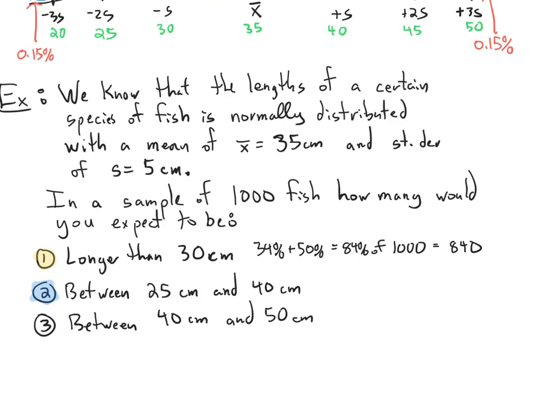So that's going to be 34% plus 34% plus 13.5%, which is 81.5%, again, of 1,000 fish. And that is, of course, 815 fish we would expect to be between 25 and 40.